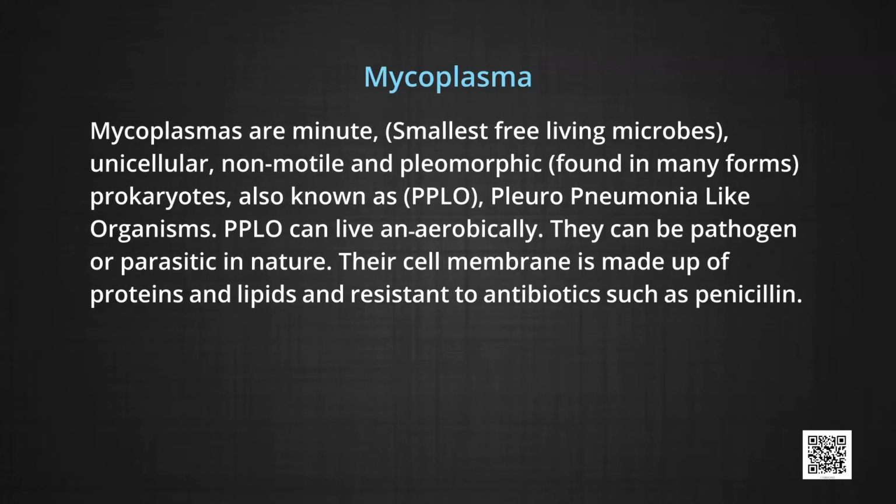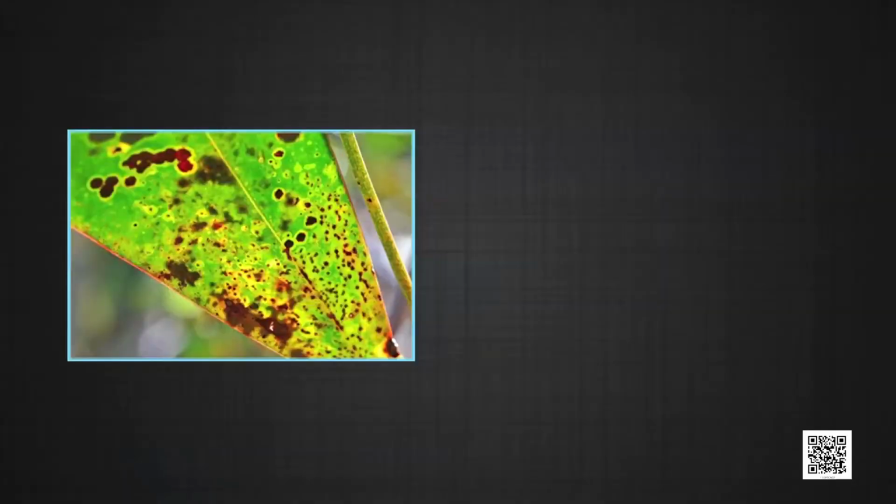Their cell membrane is made up of proteins and lipids and is resistant to antibiotics such as penicillin. They are saprotrophs, found in sewage water and in dead and decaying organic matter. They can be anaerobes or aerobes. Some forms of mycoplasma cause diseases in plants, animals, and human beings, hence pathogenic in nature, while some forms are parasitic in nature.